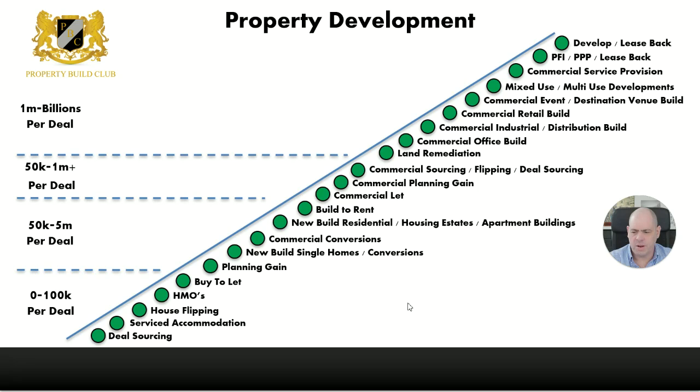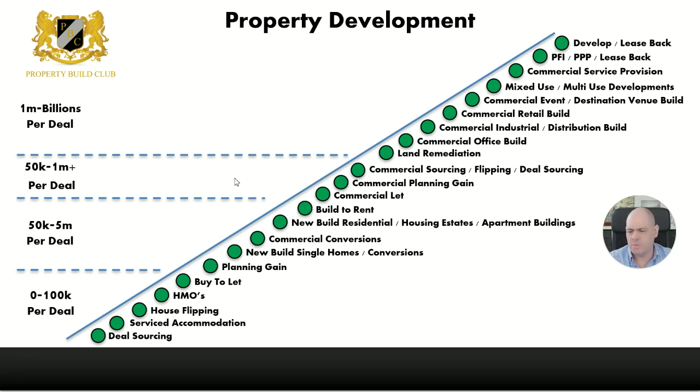So what is property development? Well, there are all these different activities classified as property development. Down in the bottom left-hand corner we'll look at 0 to 100k, and you might be looking at deal sourcing, serviced accommodation, house flipping, HMOs and buy to let. And then moving up from 50k to 5 million a deal, you might be looking at planning gain, new build houses, single homes and conversions, commercial conversions, new build residential, housing estates or apartment buildings, and build to rent buildings.